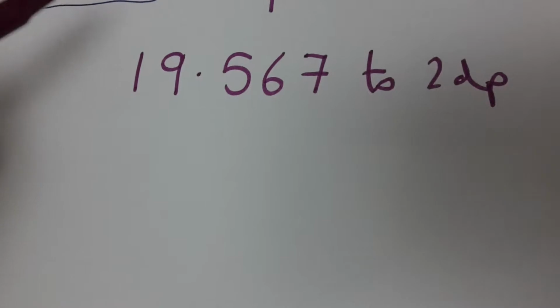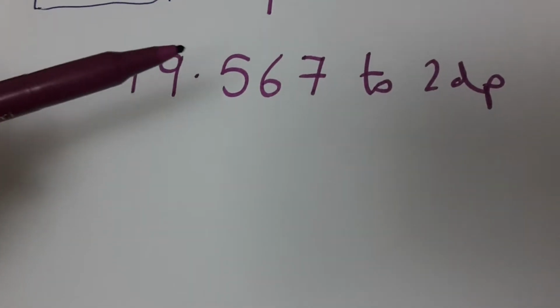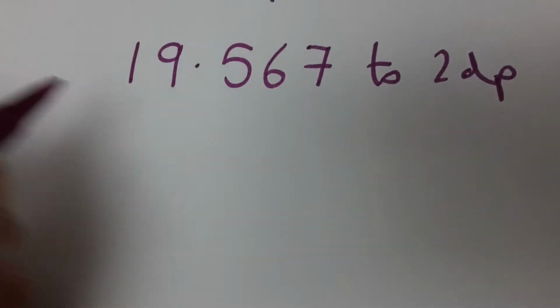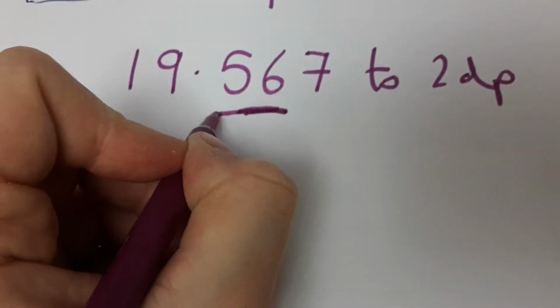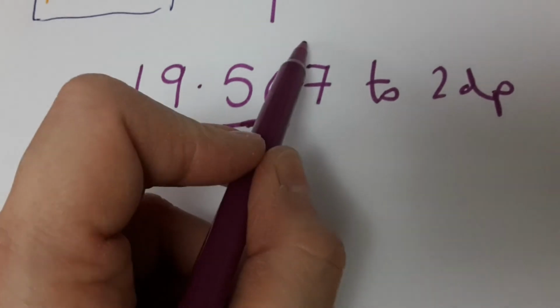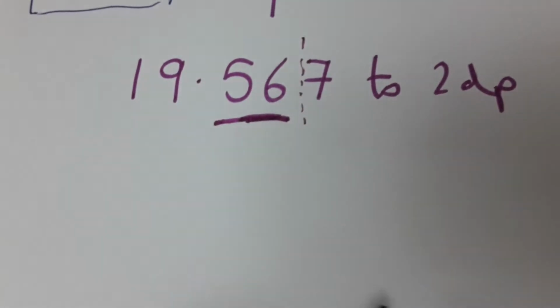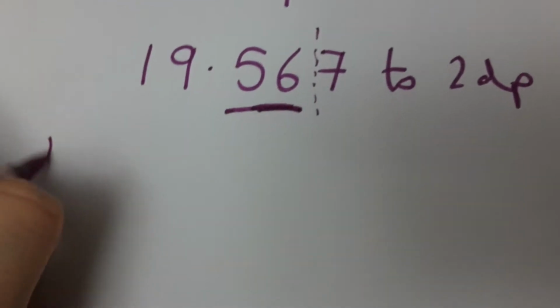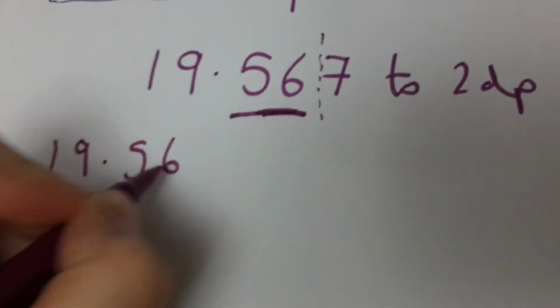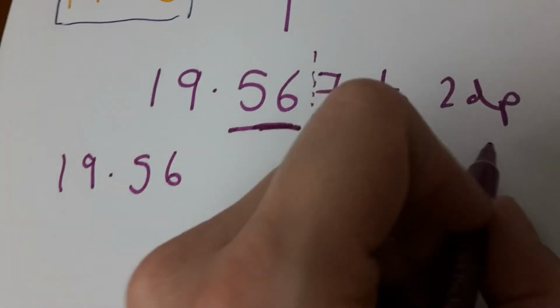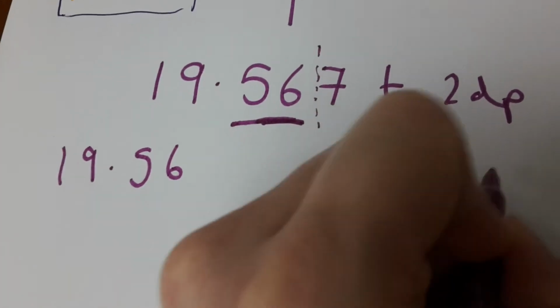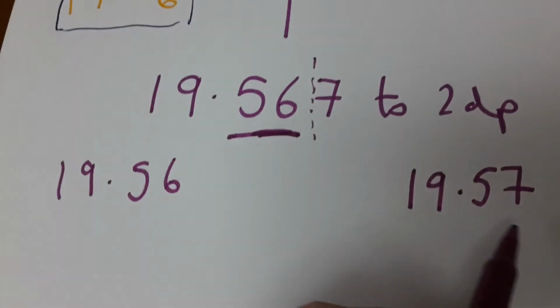So let's try 19.567 to 2 decimal places. So we're interested in this number here, so we're allowed to write 2 decimals. So essentially we're going to cut off our number here. What we need to decide is, will 19.56 be closer to 19.567, or will the next number on, which will be 19.57.